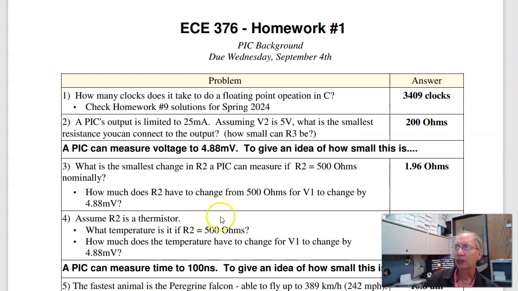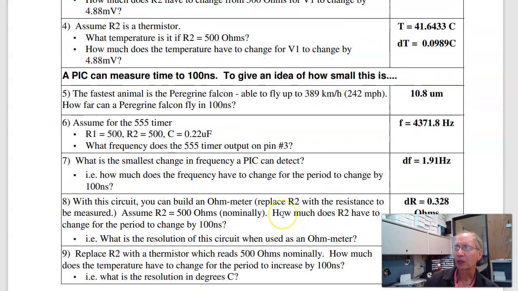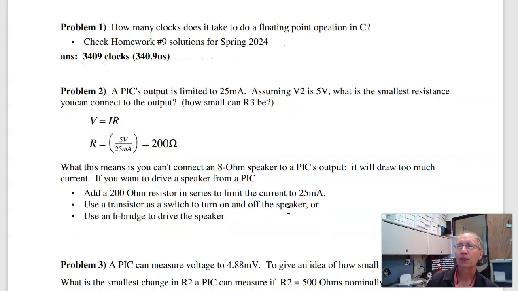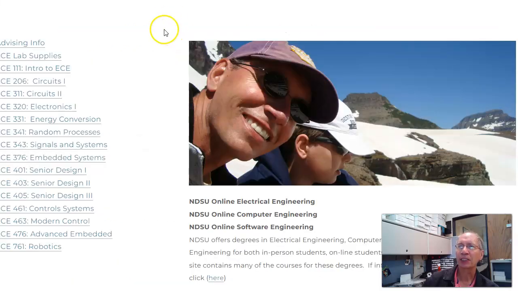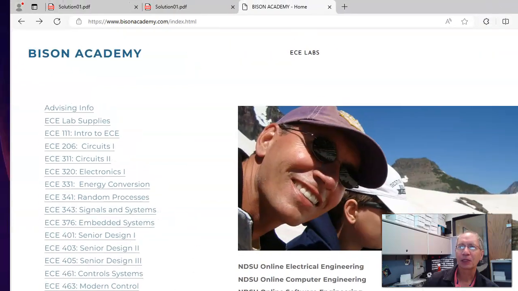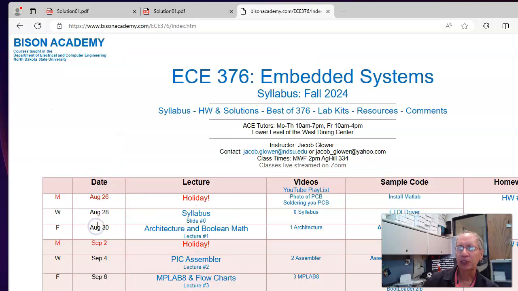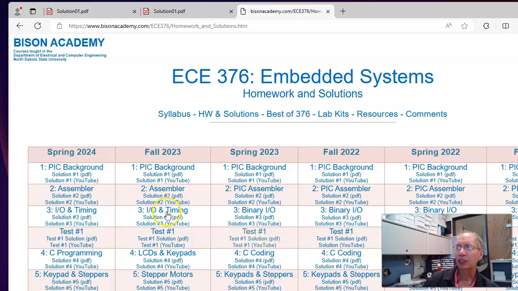So here are the solutions on the first page. I'll go over those in a little bit more detail. The first problem asks, how many clocks does it take to do a floating point operation in C? Well, what this is getting at, if you go to Bison Academy, there are a bunch of different courses online. Go to 376, old homework sets and solutions. Here are the old solutions for previous semesters.